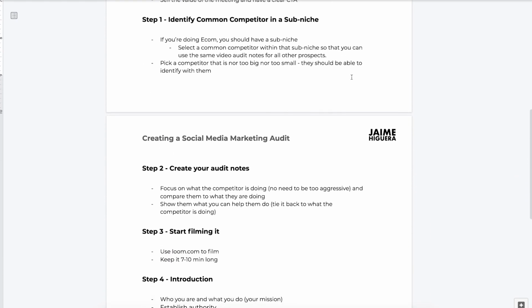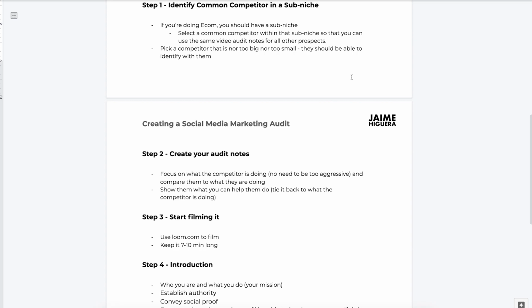The second step is you want to create your audit notes that you're going to use across a bunch of different prospects that share the same competitor. So the first thing you want to focus on with the audit notes is what the competitor is doing, right? So you can have two sections and you don't need to be too aggressive. I see a lot of people in this space have very, very aggressive templates and emails and video audits, and that does not work very well. The reason is that you have to be at a low paradigm level to resonate with that energy. And so if you're speaking to an established and successful business owner or a CMO or marketing director, then that's really not going to land well on them, and you're not going to win their business over.